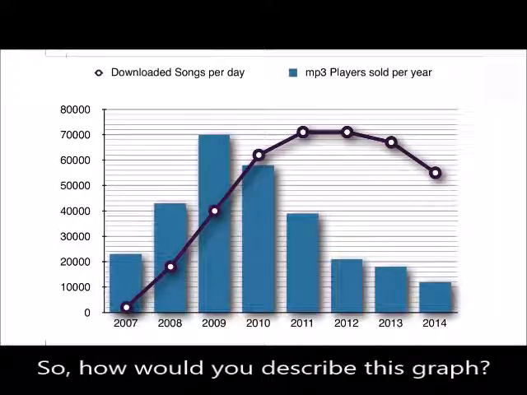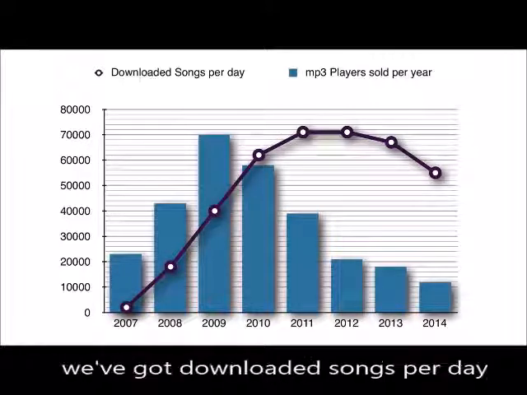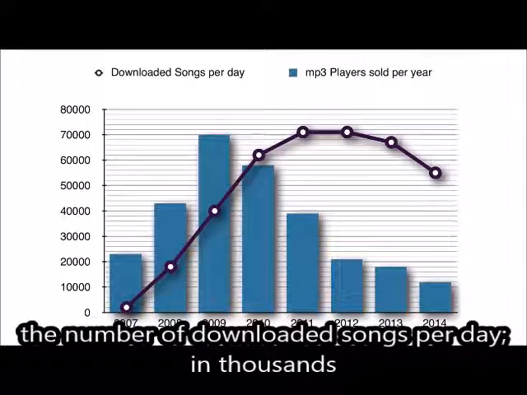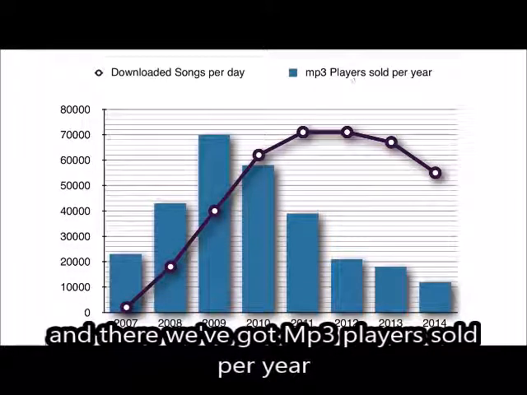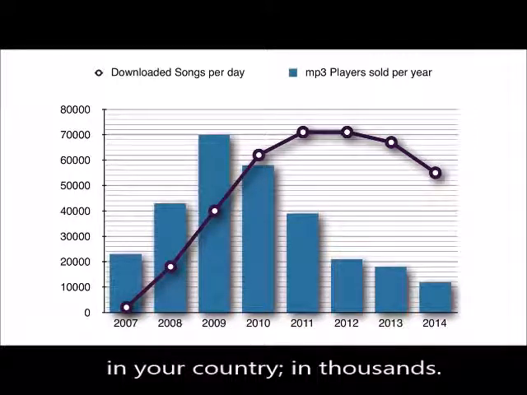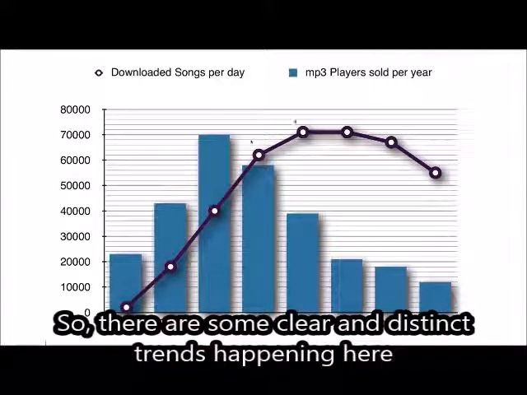So how would you describe this graph? We've got downloaded songs per day, the number of downloaded songs per day in thousands, and then we've got MP3 players sold per year in your country in thousands. So there are some clear and distinct trends happening here.